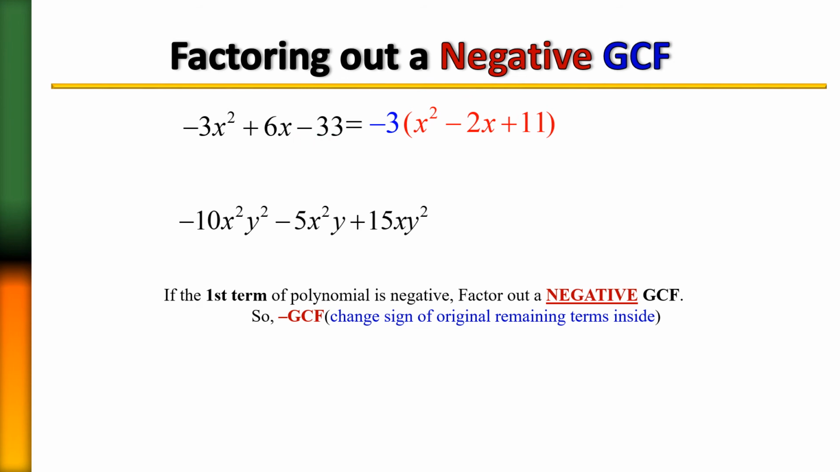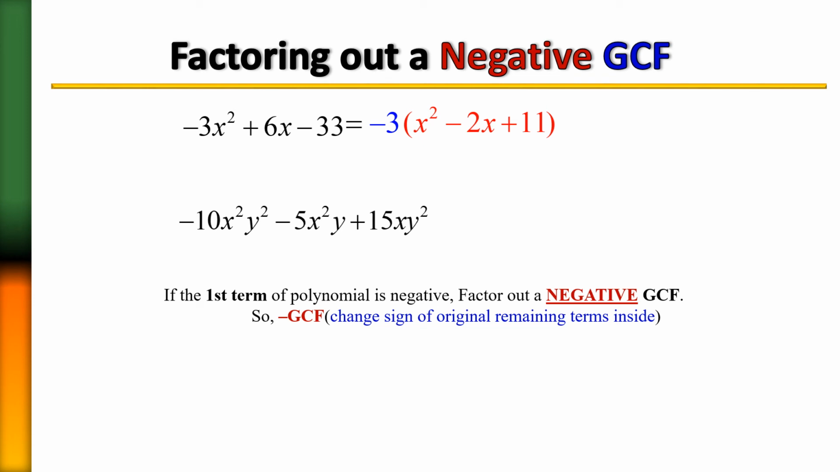So again, when it starts with a negative, factor out a negative, but make sure when you write the signs within the parentheses that they're the opposite of what you would see behind the original polynomial. Let's do one more example.